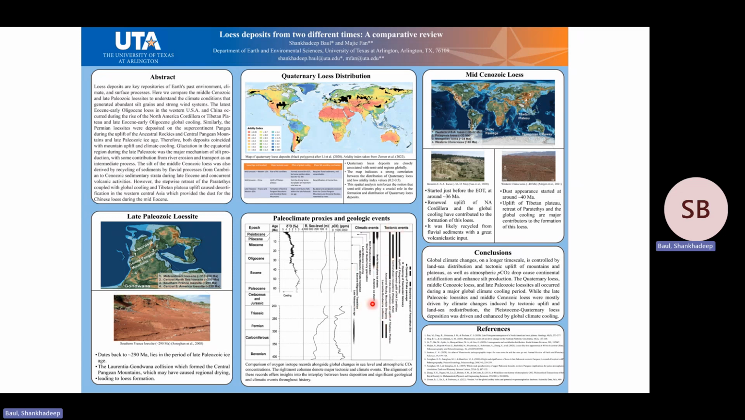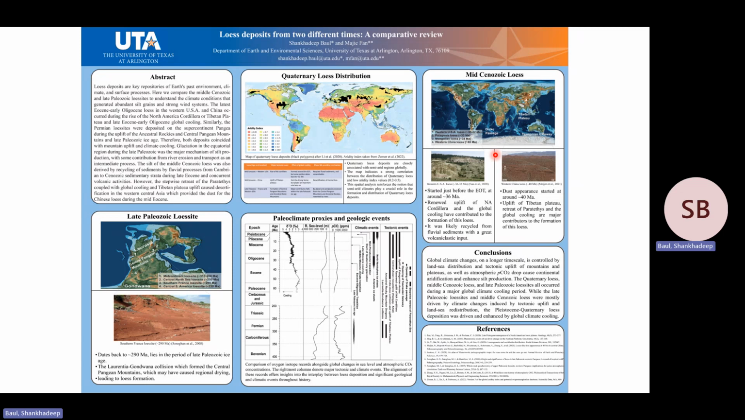So if we look at this timeline, the deposition of this mid-Cenozoic loess in western US starts just before the global cooling of the Eocene-Oligocene transition at around 32 million years ago. It was likely recycled from fluvial sediments with a major portion from concurrent volcanism in western and southwestern North America.